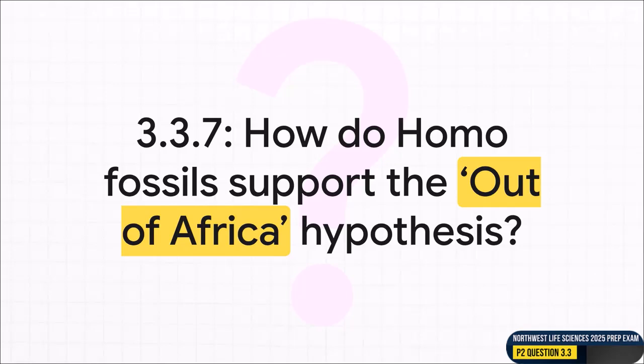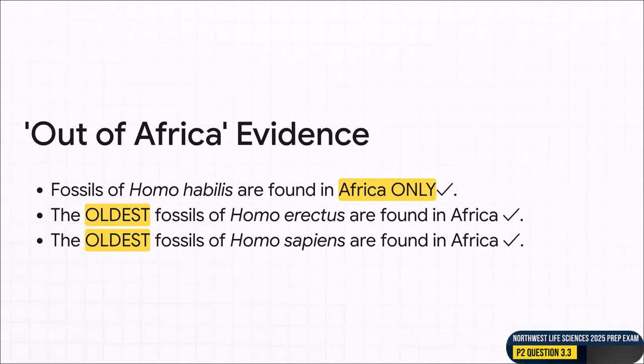And here we go, the big one. This one's worth a full 3 marks. It wants us to connect the dots between what we know about fossils and that big idea, the out of Africa hypothesis. So let's break down exactly how you structure this answer to make sure you get every single one of those points. So how do we get all 3 marks?